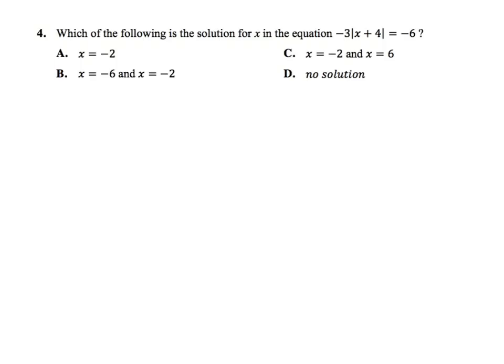Number 4, which of the following is the solution for x in another absolute value equation? So we have negative 3 times the absolute value of x plus 4 equals negative 6. Once again, I'm going to isolate the absolute value. I'm going to pretend that's a variable, like if this was y, I'm isolating y. All I need to do is divide both sides by negative 3 in order to isolate this, and I'll get absolute value of x plus 4 equals 2.